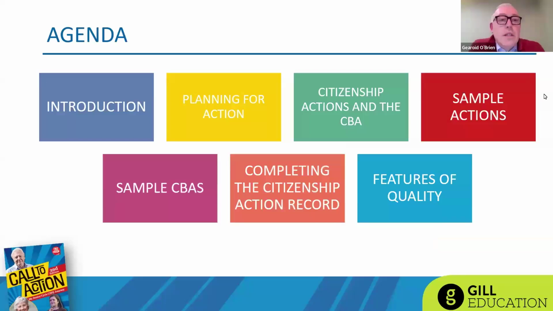The agenda for tonight is, first of all, an introduction to what CSP actually is. Secondly, looking at planning for action, so how to go about doing an action. The next thing, there are two areas: the citizenship action and the CBA, and I'll try to explain what each of those is. We look at some sample actions. We look at two sample CBAs, one an individual and one a group, and we look at how to complete the citizenship action record. And finally, we'll mention the features of quality, in other words, the marking of the CBA.